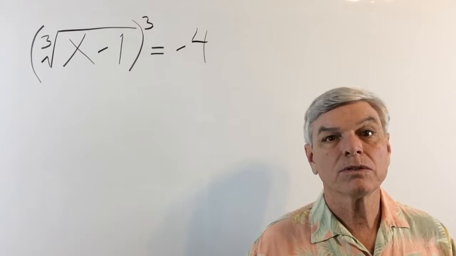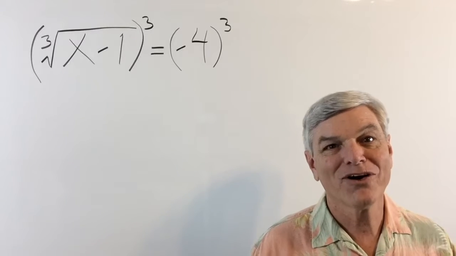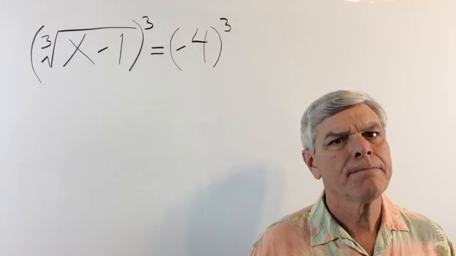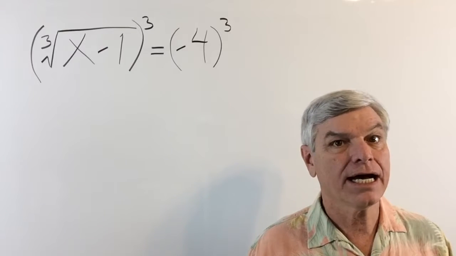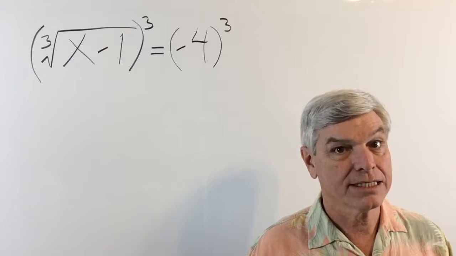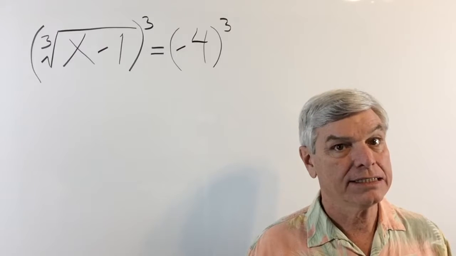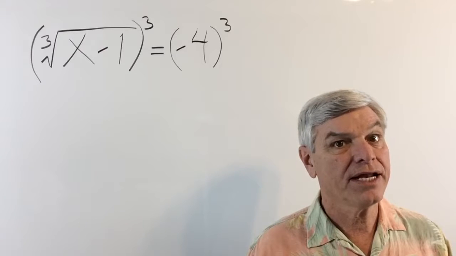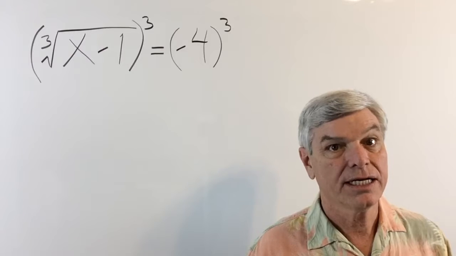And so, well, did we forget something? Well, that's right. Whatever we do to the left-hand side, we have to do to the right-hand side. And we cube the entire right-hand side. Notice that we've cubed the entire left-hand side. So we need to cube the entire right-hand side. That is to say, don't cube the 4, cube the negative 4. Everything that's on the right-hand side of the equation.